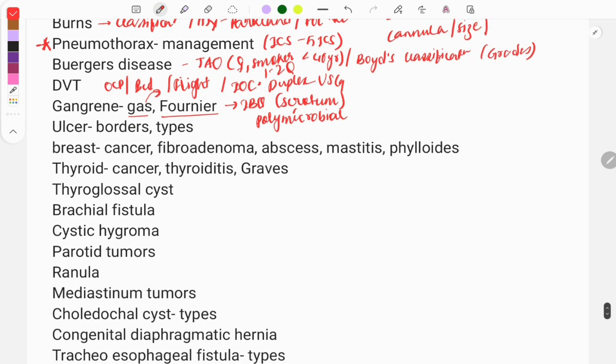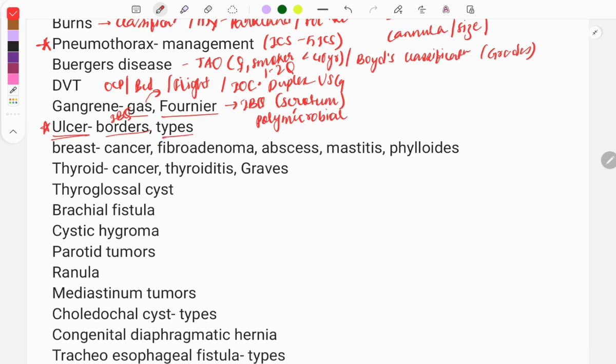Then moving on, ulcer, also a must-do topic, because questions are repeatedly asked on ulcers. The borders of the ulcers, like raised, irregular or everted edges, or rolled-out edges. An image-based question was asked on these borders in January 2024. So do look at the images also.